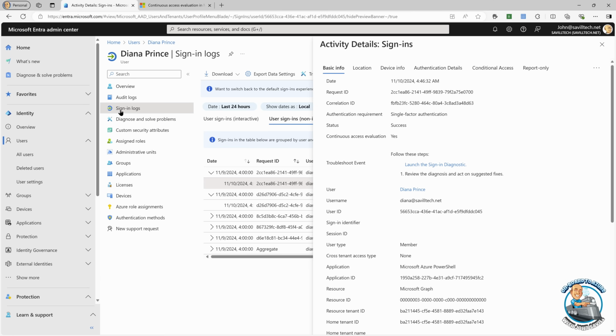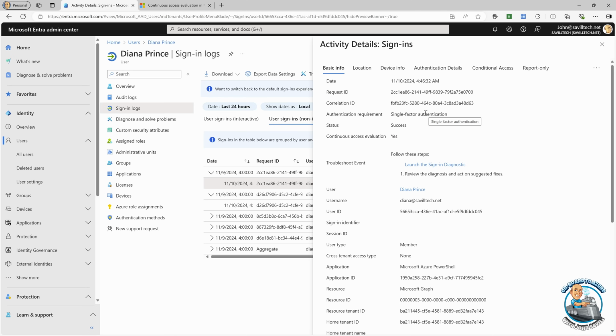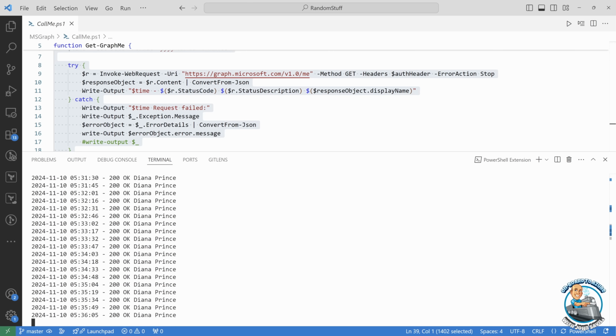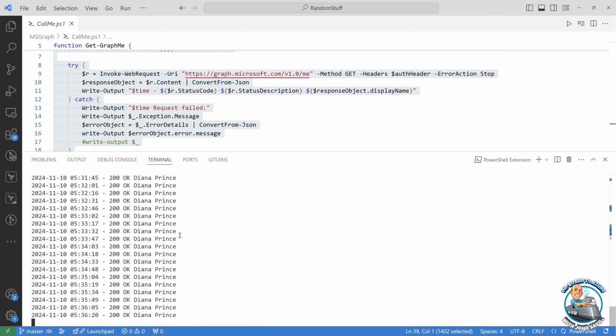So I'm just going to go and look at the sign-in logs for a particular identity. And in this case, it's a non-interactive sign-in because I've grabbed a token for something else. And I can see that, yes, this is for CAE. Now, what I'm actually doing in the background is every 15 seconds, I'm pinging the me graph endpoint. And you can see I'm getting a status of 200 OK, and it's just displaying my display name. Because what I want to try and show, hopefully, if the demo gods are on my side, is a revocation and what actually gets seen.